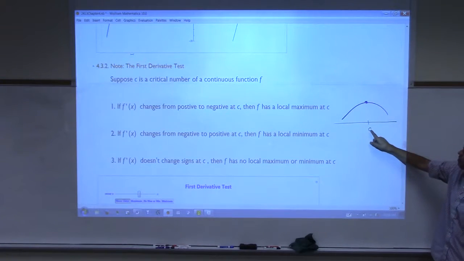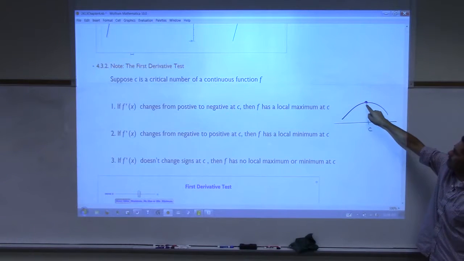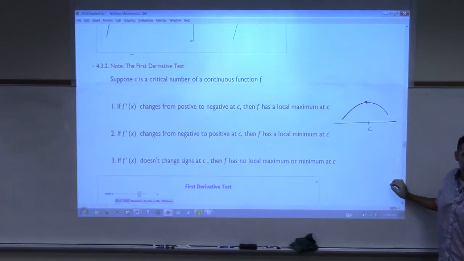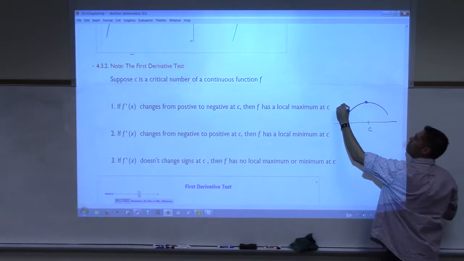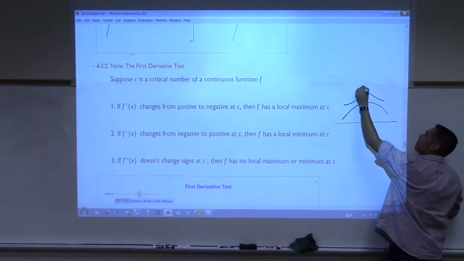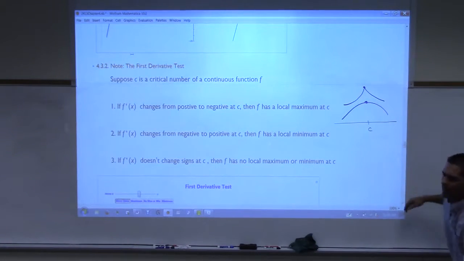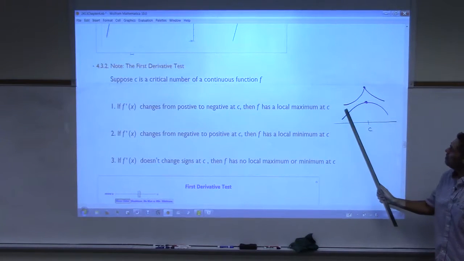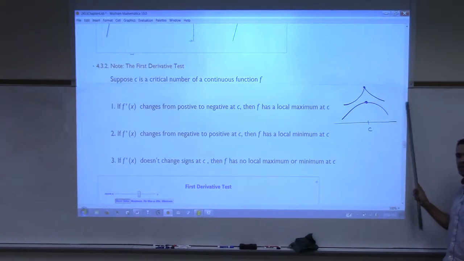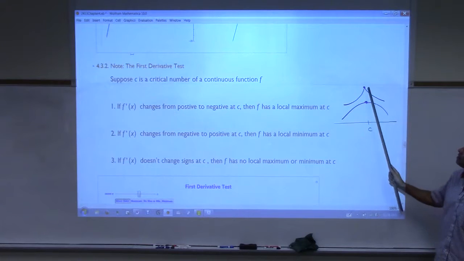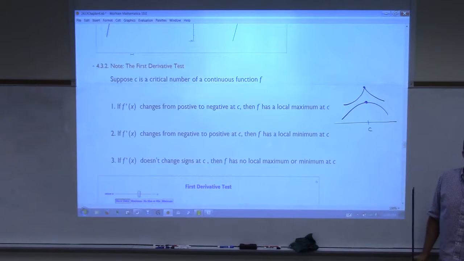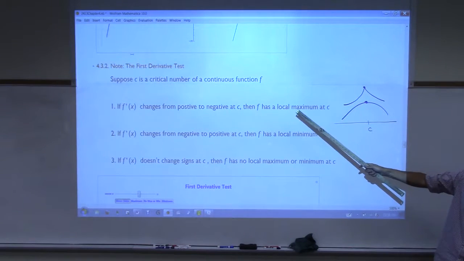Now here, at this critical number, what is the derivative there? 0, right? How could I draw it where the derivative wouldn't exist? Corner. Or I could do a cusp, something like that. That would have been another example. You see that we're still going up and then we come down, right? But at the point, the derivative is either 0 or doesn't exist. So that's what this is saying.